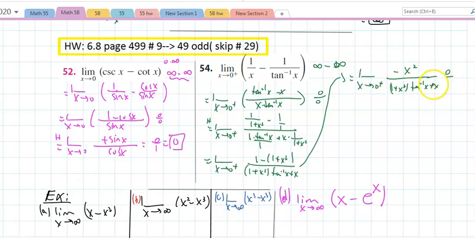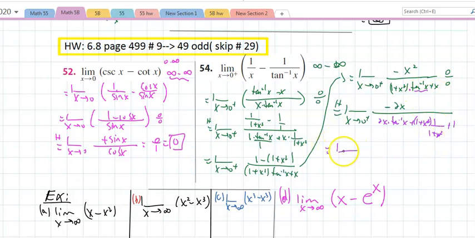If I throw 0 in, I'll get 0 over 0 again. L'Hopital again. Limit as x approaches 0 from the right. Derivative of the top is negative 2x. Derivative of the denominator, the product rule: 2x times inverse tangent of x plus 1 plus x squared times 1 over 1 plus x squared, plus 1. So this is the limit as x approaches 0 from the right of negative 2x over twice x inverse tangent of x plus 1 plus 1. If I throw 0 in, I'll get 0 over 2, which is 0.